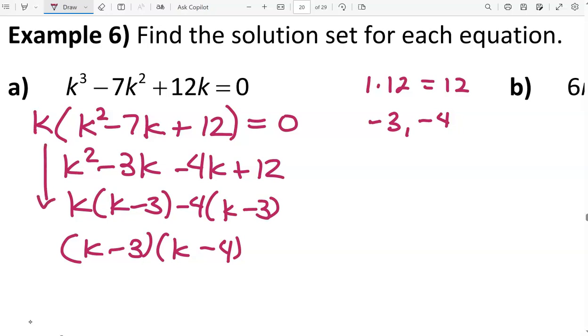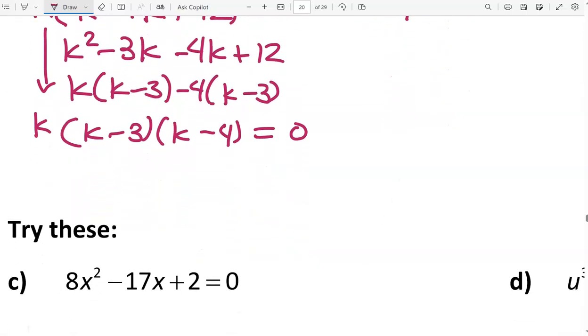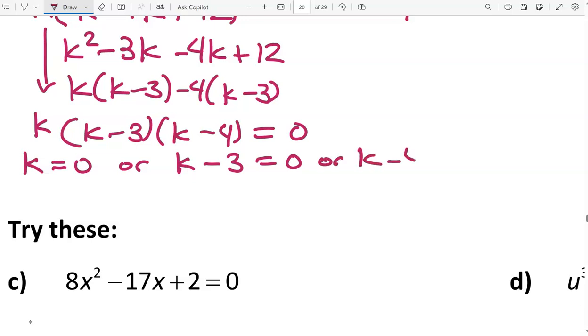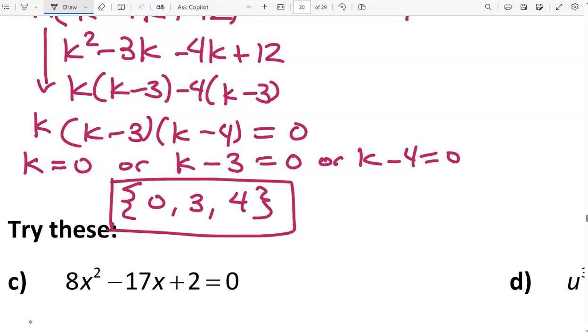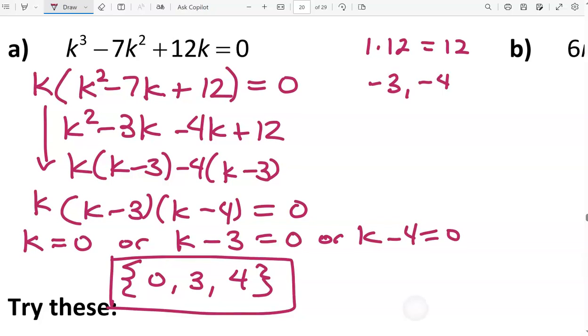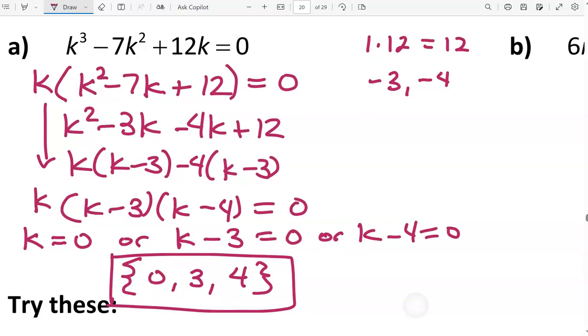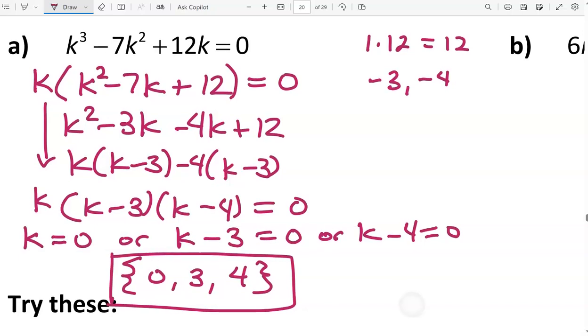And don't forget to bring that greatest common factor down. So k times (k minus 3) times (k minus 4) is equal to 0. And when three factors multiply to give a result of 0, one of the three factors must be equal to 0. And if we solve all those individual equations, we get three solutions: 0, 3, and 4. We actually could have known that we might get three solutions by looking at the original equation, which had the highest degree of 3. That is, k is raised to the third power.